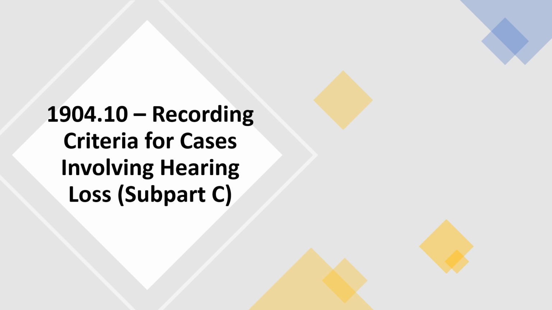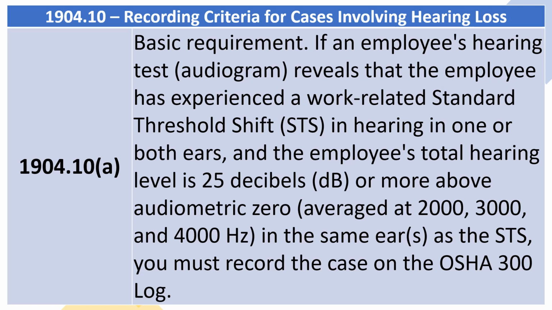1904.10. Recording criteria for cases involving hearing loss. 1904.10(a). Basic requirement. If an employee's hearing test, audiogram, reveals that the employee has experienced a work-related standard threshold shift, STS, in hearing in one or both ears, and the employee's total hearing level is 25 decibels, dB, or more above audiometric 0, averaged at 2000, 3000, and 4000 Hz, in the same ears as the STS, you must record the case on the OSHA 300 log.